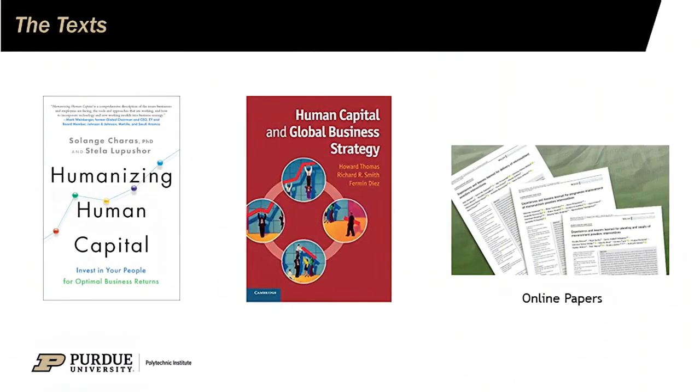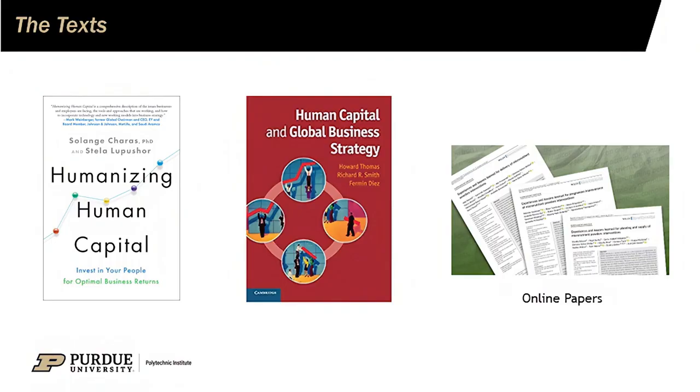Now, we're going to be using 3 sets of materials in this course. The first one is a book called Humanizing Human Capital. We're going to look at that deeply because we want to understand how to do things more humanistically, but at the same time, we're going to question some of the things that they have in there, and we're going to challenge some things, just so you can see how slippery to some extent this concept is of humanization in the workplace.